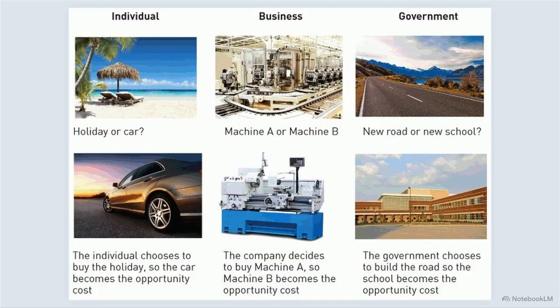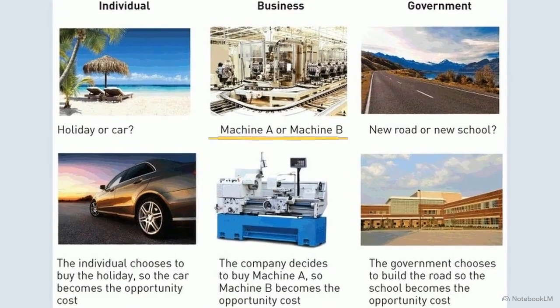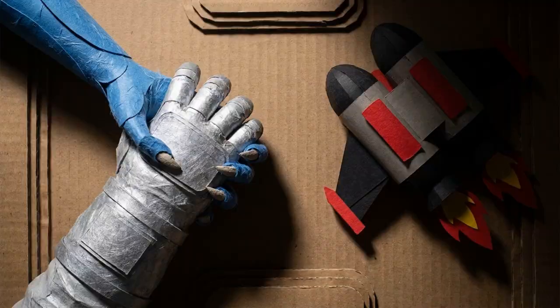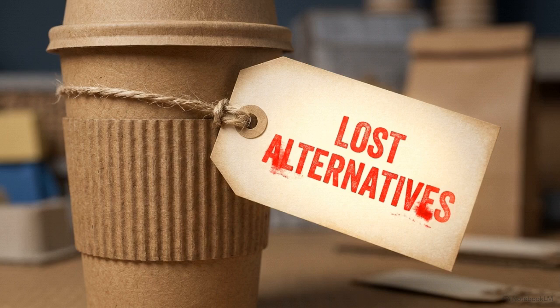This grid shows how the concept scales across society. Whether an individual choosing a holiday or a car, a company picking between 2 machines, or a government building a road instead of a school, the rule holds true. Every single economic decision inherently demands a sacrifice. Opportunity cost is the invisible, yet very real price tag attached to every choice we make.